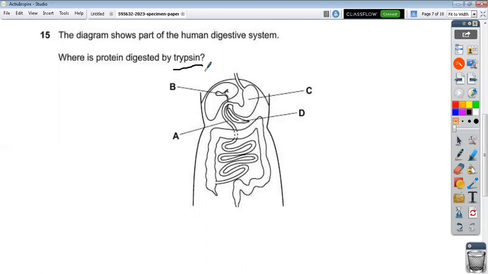Is it A? A. A, correct. Why is C wrong? Because C in the stomach is not trypsin. It's protease. Clear now? A.